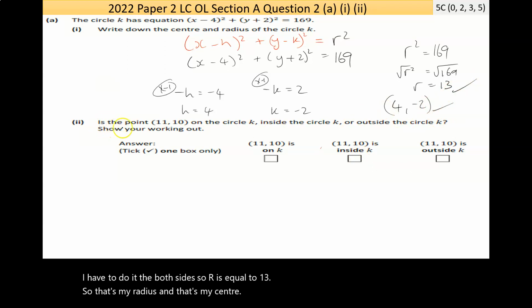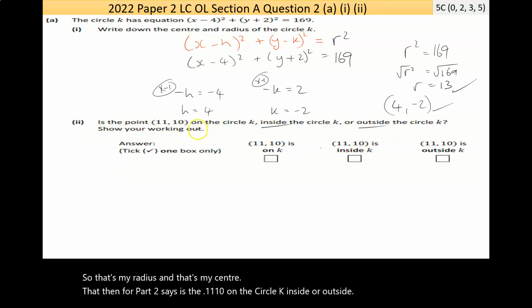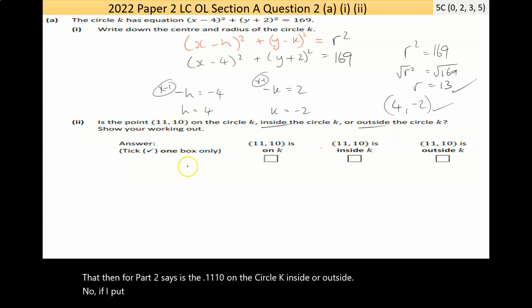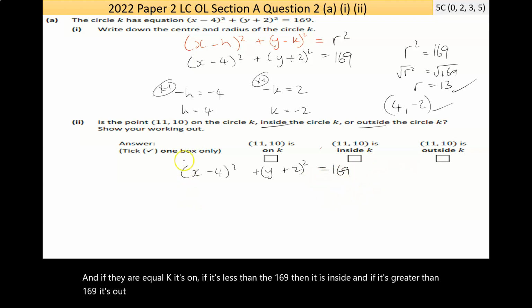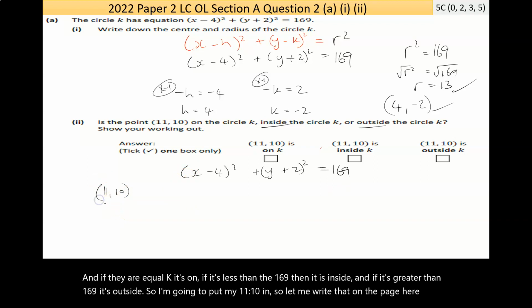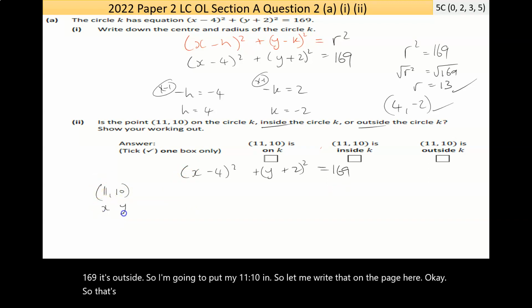Now for part 2 it says, is the point (11, 10) on the circle K, inside or outside? Now, if I put (11, 10) into the equation I was given, and if they are equal, it's on. If it's less than 169, then it is inside. And if it's greater than 169, it's outside. So I'm going to put my (11, 10) in. Let me just write that on the page here. So that's my x and that's my y.